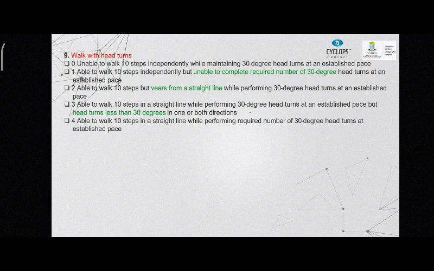Next, we ask the patient to walk with a right head turn and a left head turn, and the turn should be more than 30 degrees, and the patient has to walk 10 steps. If he is unable to walk 10 steps, or if he is unable to maintain the 30-degree head turn, then we can say that this patient might have poor dynamic center of gravity control, or a low vestibular input, or impaired vision.